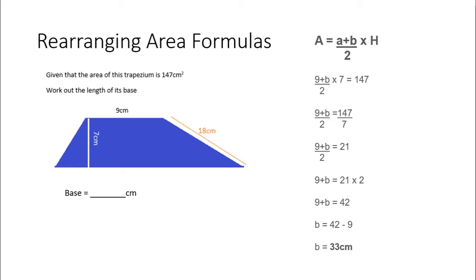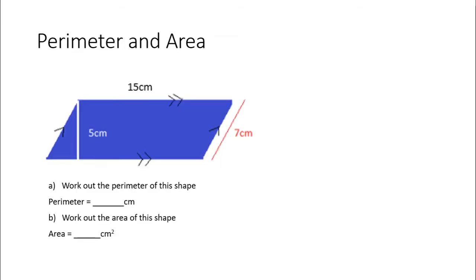You can always check your answers, and you should check your answers, especially on an assessment or test or quiz. If I know that the base is 33, go ahead back up here and plug 33 in. 9 plus 33, that would be 42. 42 divided by 2 is 21. And 21 times 7, does that give you 147? It should. Okay, so our base is 33 centimeters.